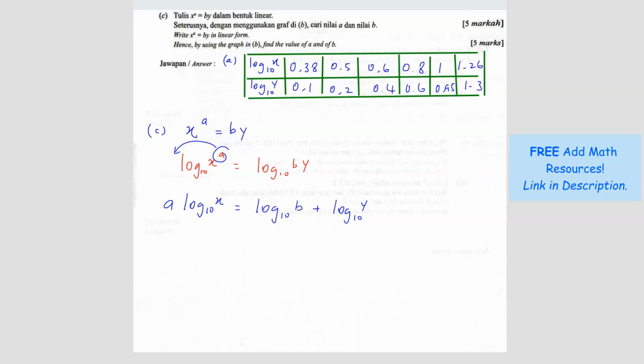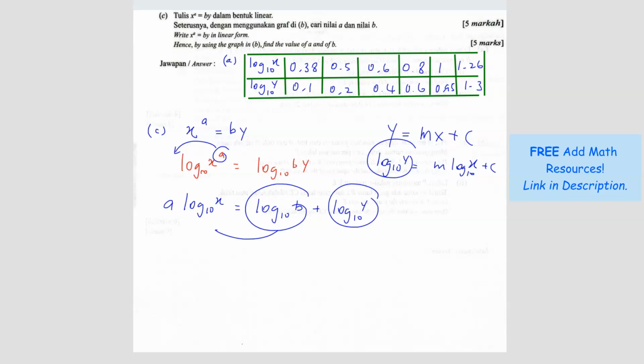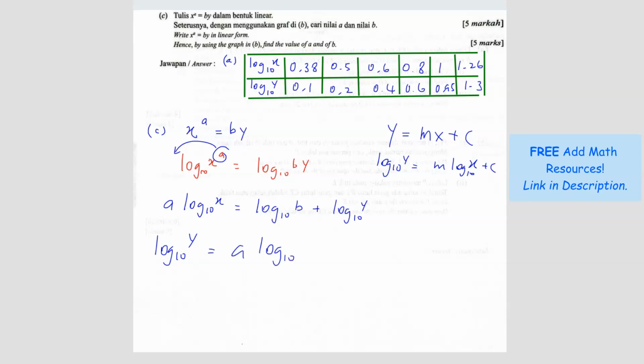We know the equation y = mx + c, right? In our equation, the y-axis is log y base 10 and the x-axis is log x base 10. We want to convert it to this form so that it's linear. So I need to shift this to that side and write log y on the left-hand side. So log y base 10 equals a log x base 10 minus log b base 10. Now we are following the y = mx + c format.